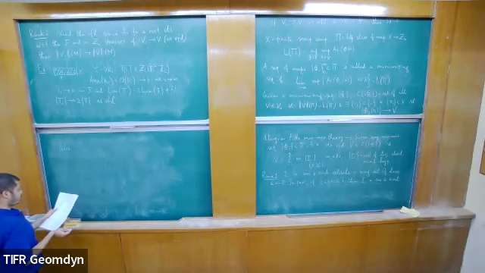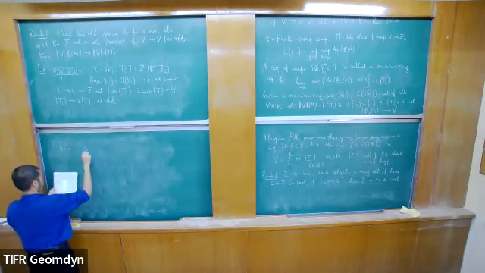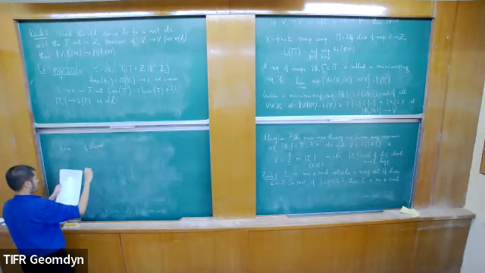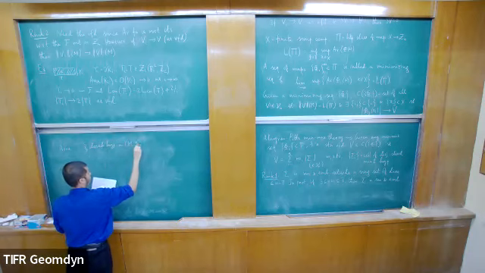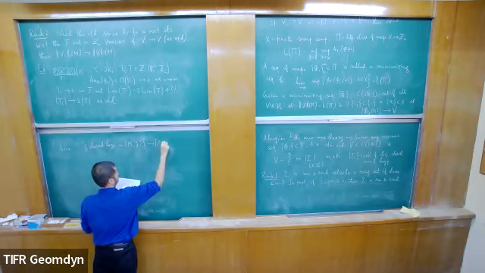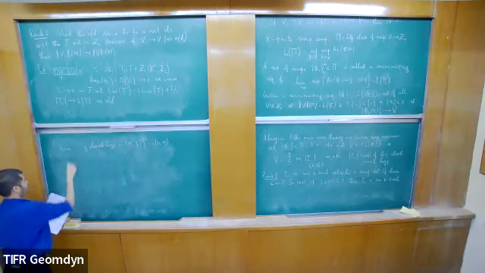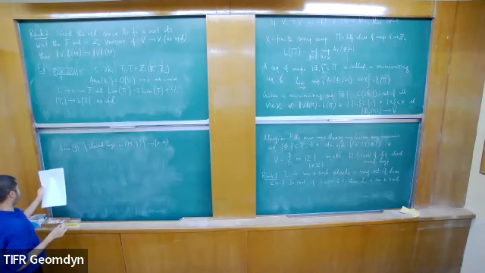Okay, so we have this area functional on the space of closed hypersurfaces in the Riemannian manifold (M, g). So the area functional depends on the Riemannian metric g. So let us write it like this.